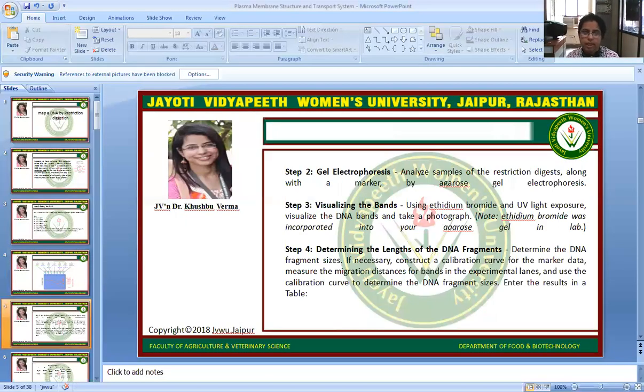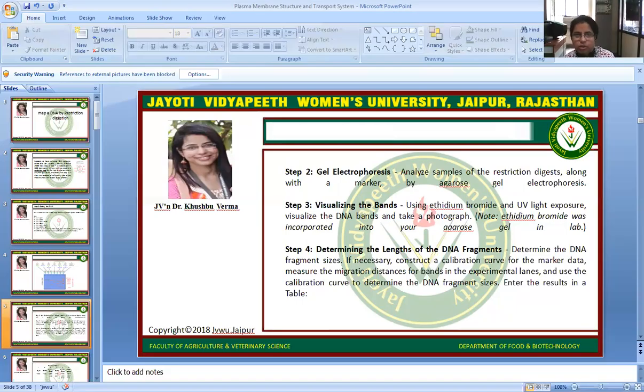The next step is gel electrophoresis. In this, analyze the samples of restriction digest along with the marker by agarose gel electrophoresis, as we have seen in the previous diagram, and visualize. The next step is visualizing the bands using ethidium bromide and UV light exposure. Visualize the DNA bands and take a photograph.